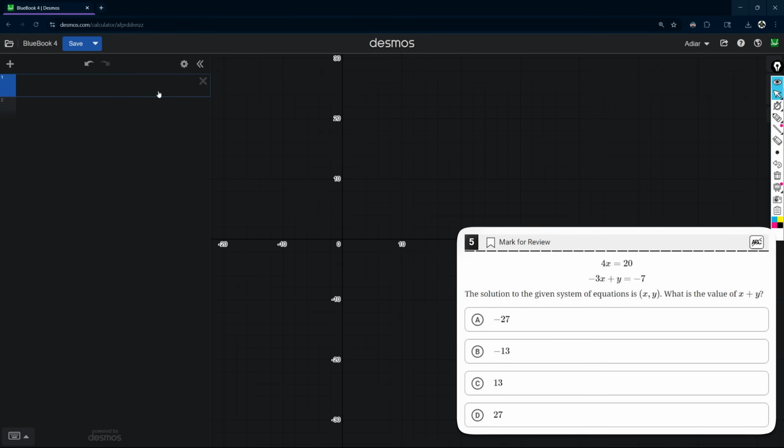A bit of a better way, just because it doesn't involve having to look into the graphing area, we'll be making a system of equations in Desmos and going 4x1, comma, negative 3x1 plus y1 equals 20, comma, negative 7.